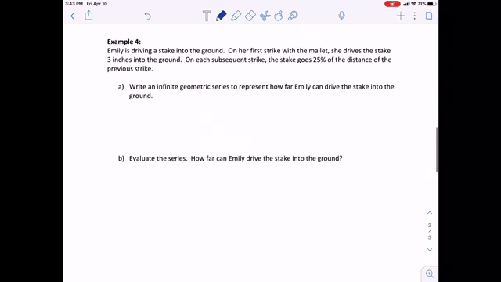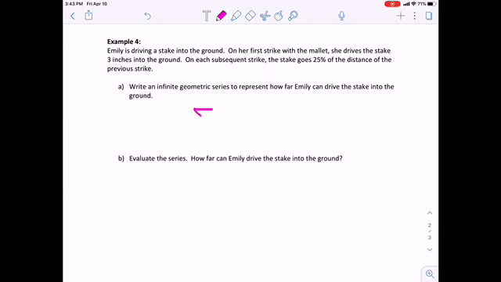Last but not least, we have this story problem right here. Emily is driving a stake into the ground. On her first strike with the mallet, she drives the stake 3 inches into the ground. On each subsequent strike, the stake goes 25% of the distance of the previous strike. So this first question we've been asked to answer is to write an infinite geometric series to represent how far Emily can drive the stake into the ground.